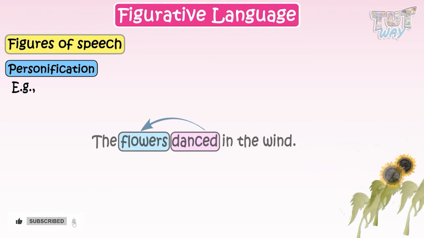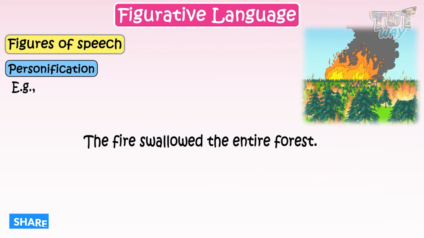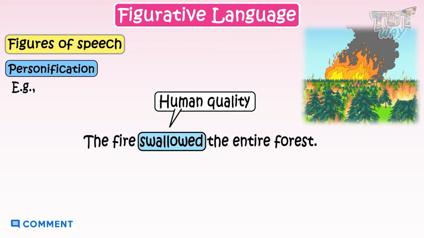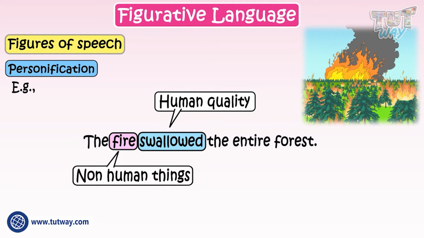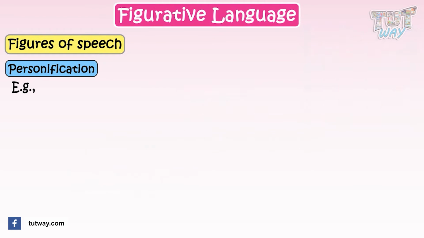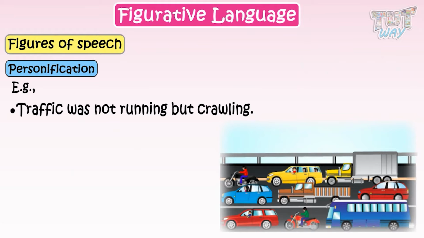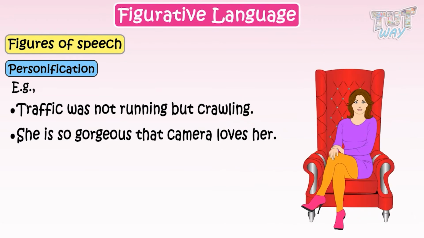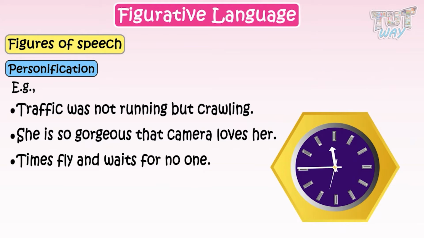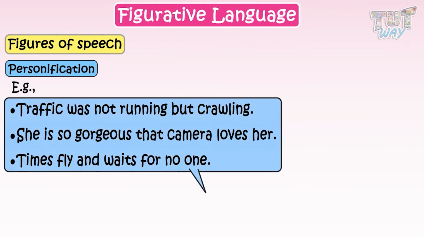Here, we have another example. The fire swallowed the entire forest. Swallowing is a human quality, as humans swallow their food, but it is being related with fire, a non-human thing. So, this is a personification. Let's have a look at some more examples. Traffic was not running but crawling. She is so gorgeous that camera loves her. Time flies and waits for no one. So, in all these things, we have personified non-living things.